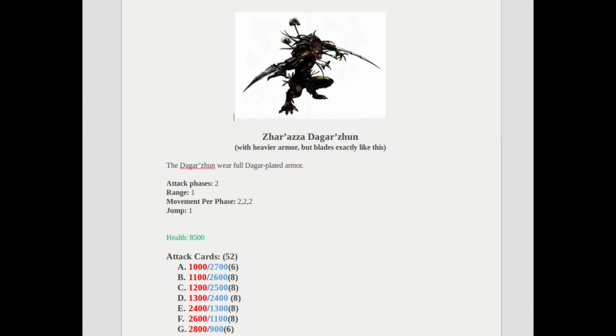If you look down below, there's still all this information here. Before it gets down to the attack cards, this would all just be on the character sheet. So the picture of the character, then the basic information about him, the attack phases, the range, the movement phases, how much he can jump, his health. Then you've got the attack cards.